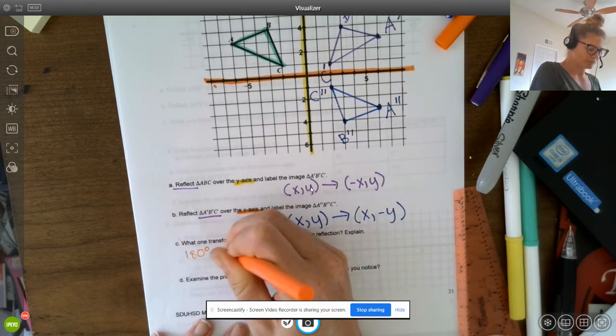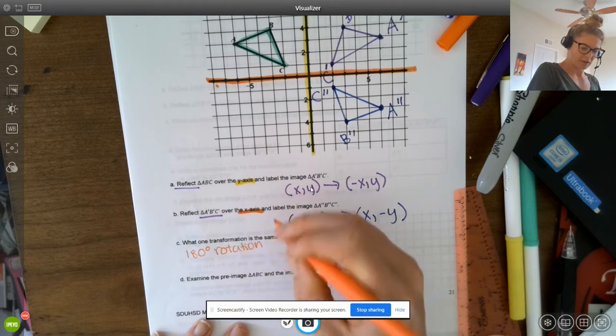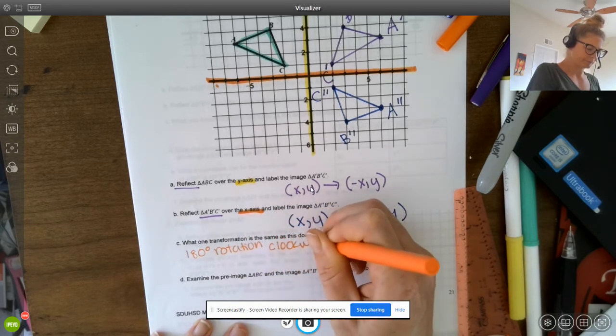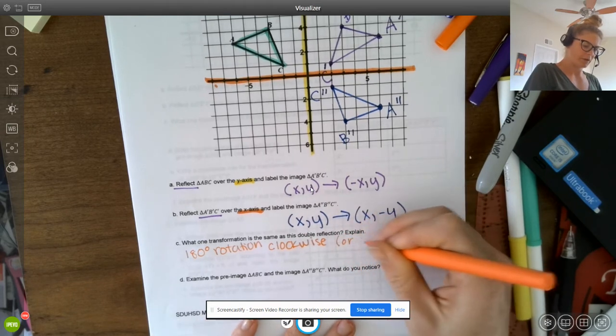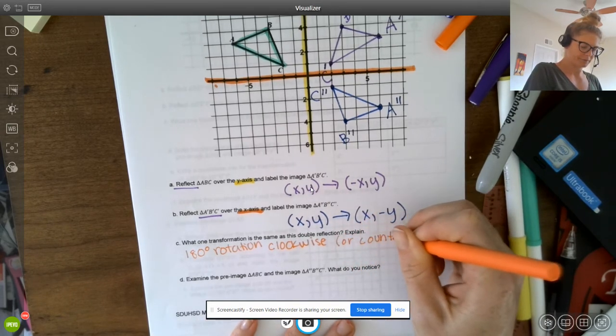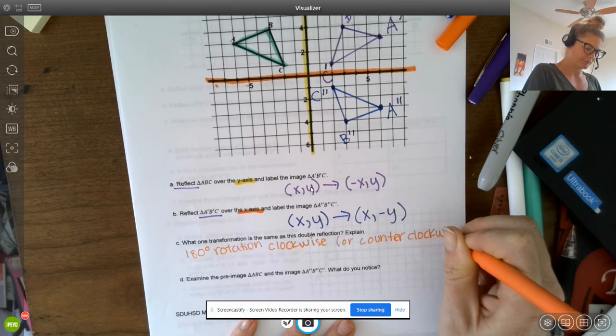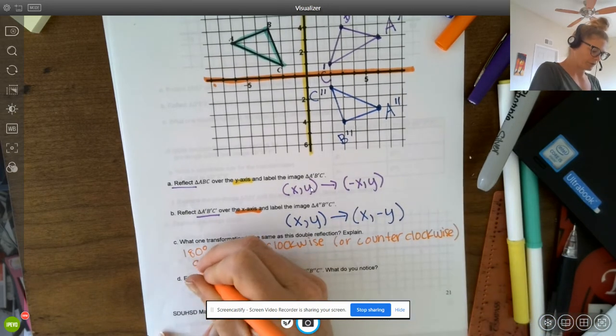A 180 degree rotation, clockwise or counterclockwise, about the origin.